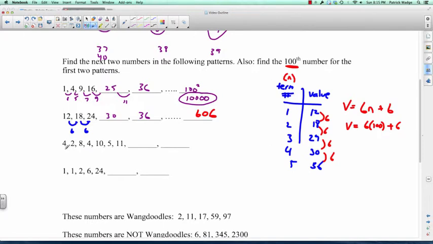Here's a hint, if you want a hint. Look at these numbers, then look at those numbers, then look at those numbers. What you'll probably notice is, to go from here to here, you divide by 2. And to go from here to here, you divide by 2. And to go from here to here, you divide by 2. But how about to go from here to here?